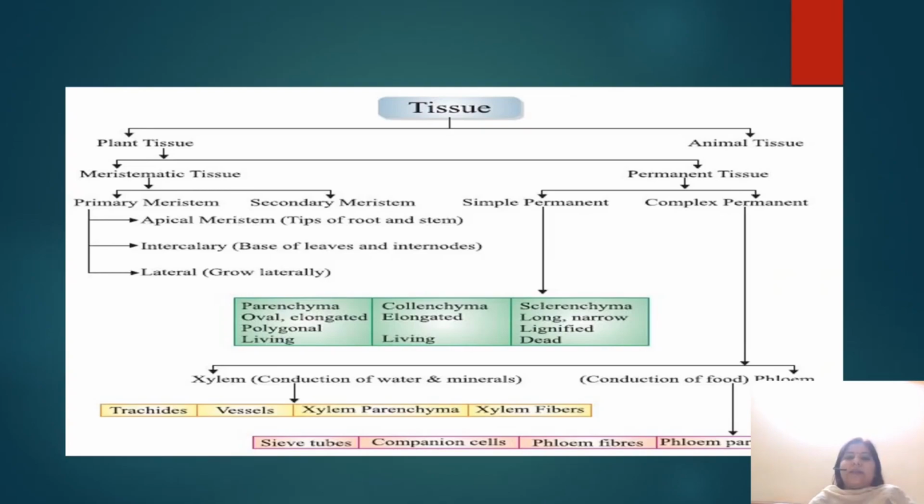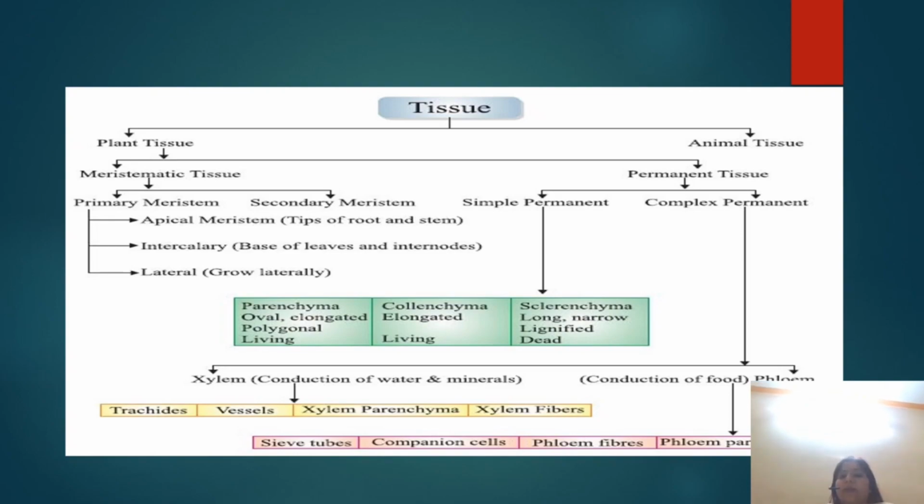So now let's summarize the tissues. We have studied the different types of plant tissues. Meristematic tissue. Meristematic tissues are of three types: apical meristem, which is present in the root and stems; intercalary, which is present at the base of leaves and internodes; and lateral meristem, which grows laterally.